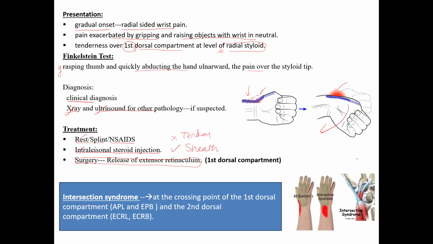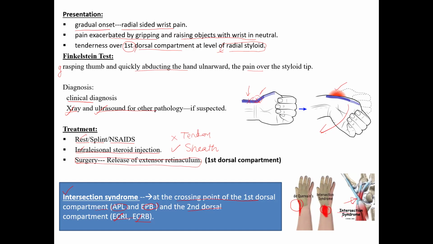Here, there is one more condition which resembles de Quervain, called intersection syndrome. What is intersection syndrome? The patient will have inflammation at the crossing point of the first dorsal compartment, which contains abductor pollicis longus and extensor pollicis brevis, and the second dorsal compartment. The second dorsal compartment has two very simple muscles, ECRB and ECRL, extensor carpi radialis longus and brevis. So in de Quervain, you have pain along the radial styloid, whereas in intersection syndrome, pain will be at the dorsal aspect of the wrist around the second compartment. This is the point where the patient has pain in intersection syndrome.